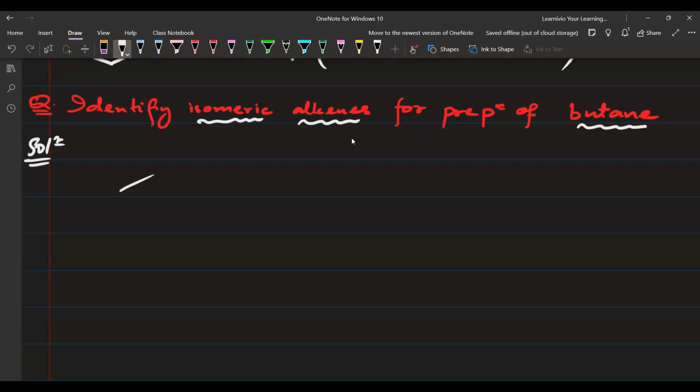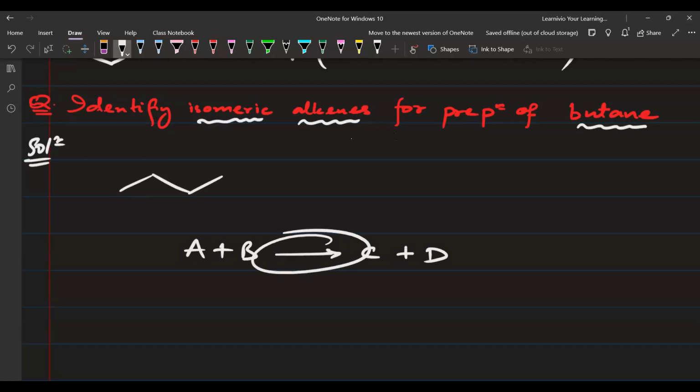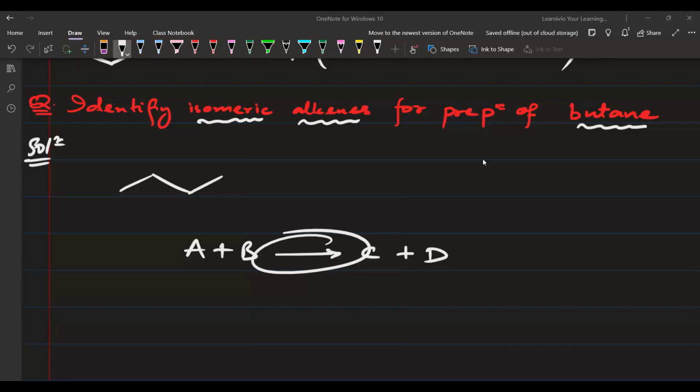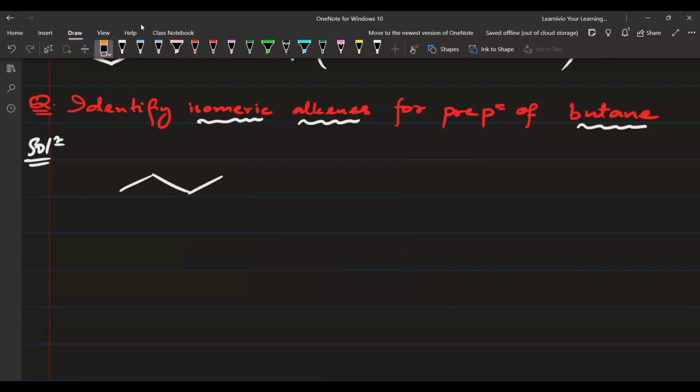So what is butane? Butane is basically 4 carbon atoms. It can be made by, for example, if you have A plus B gives C plus D, right? This arrow in a chemical reaction we call it gives. Jasleen, Shaima, and Zainab, we do not say it as arrow. We do not say A plus B arrow C plus D. We say A plus B gives C plus D. This is the reaction arrow. A similar arrow is there for, this is the arrow.